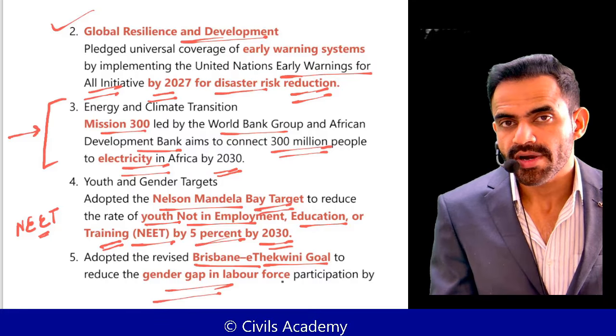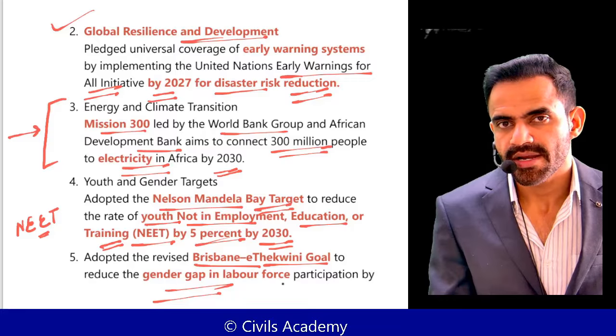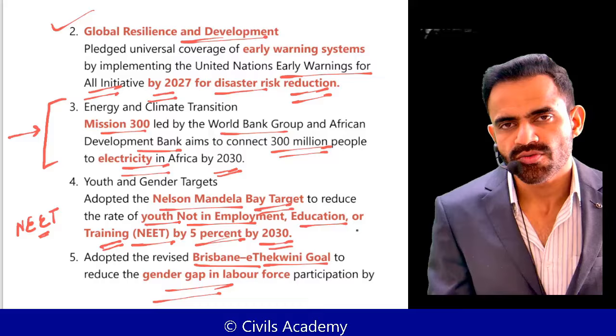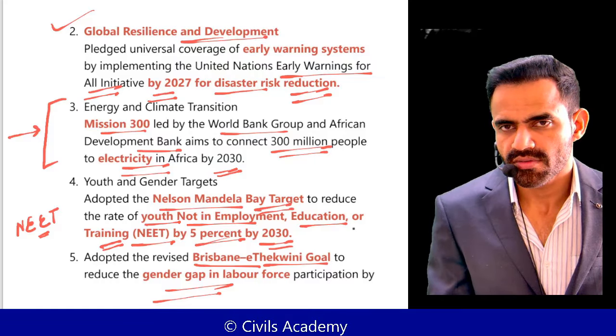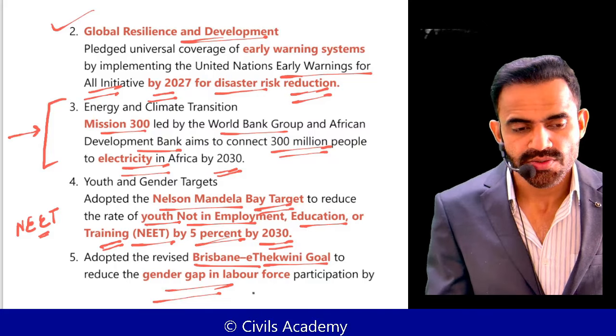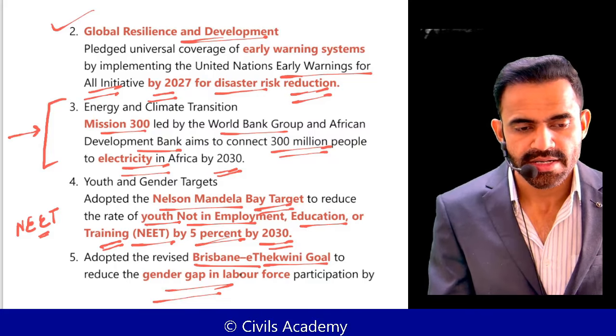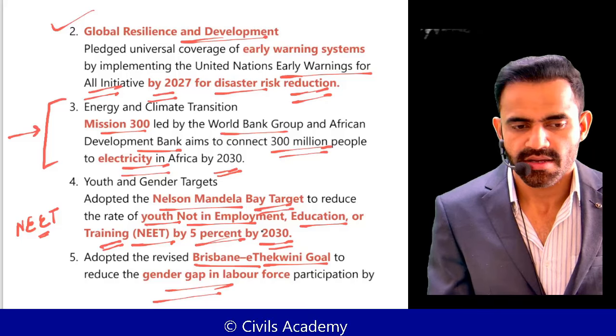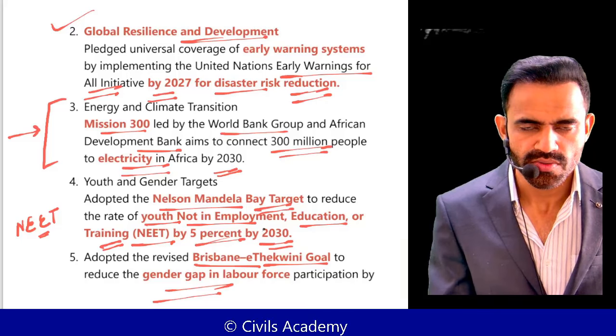Now understand, nowadays examiners ask complex questions from very common topics. Of course, they are not going to ask who was the host, and even if they ask, everyone knows that. But they can ask you these kinds of developments, for example, what is the objective of this goal, or what is the objective of the Nelson Mandela Bay target. So you need to remember this. Okay.